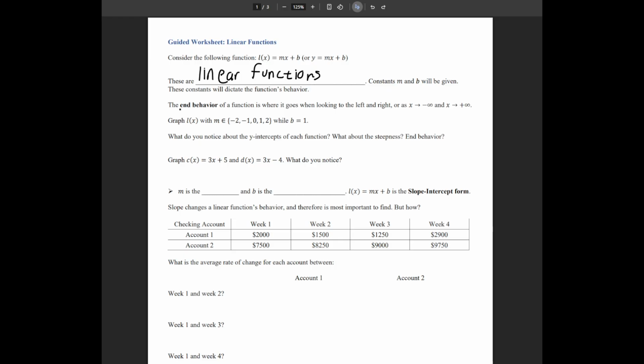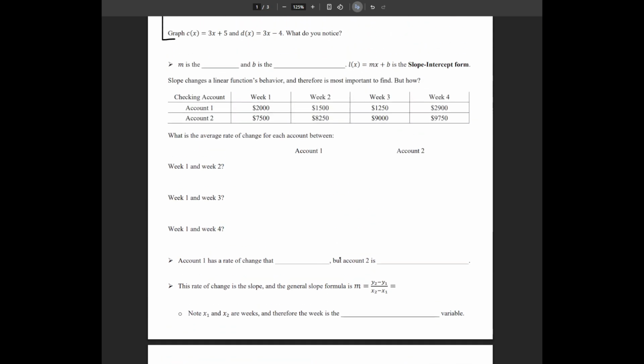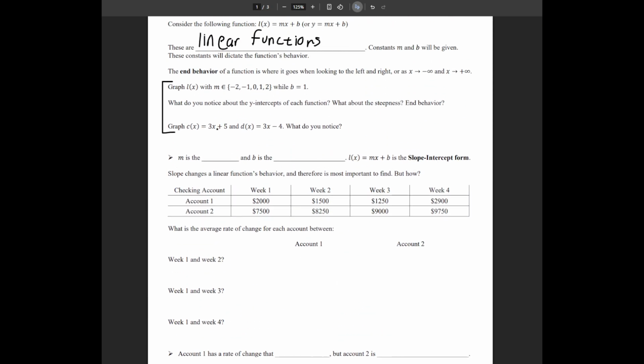Your end behavior is what's happening to that line as your x values go to negative infinity or positive infinity. And we will actually look at this in Desmos in a separate video, as we have a separate example for this set of notes. So hold on to this for just a second.